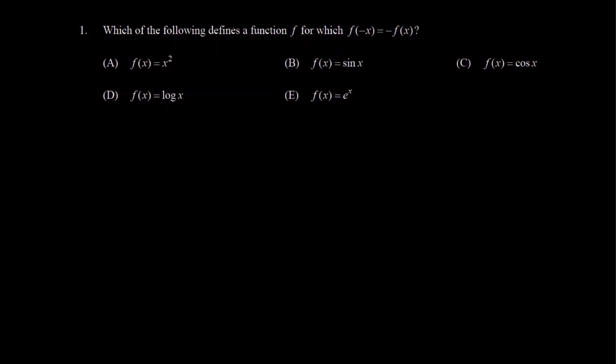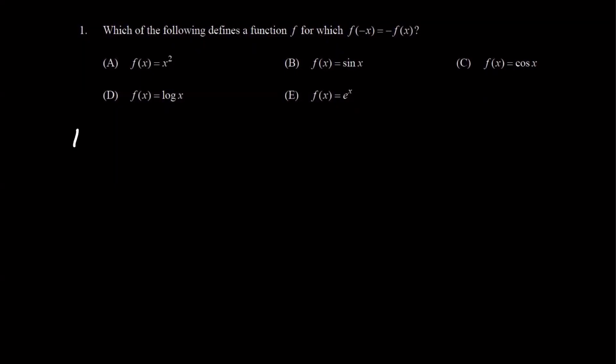In this question, we are asked which of the following defines a function f for which f of negative x equals negative f of x. And recall that that's actually a definition of an odd function. So if we remember which of those functions A, B, C, D, or E are odd functions, then we immediately answer this question. But if we don't, then let's go through this equation and check which one it corresponds to, which will be the correct answer here.